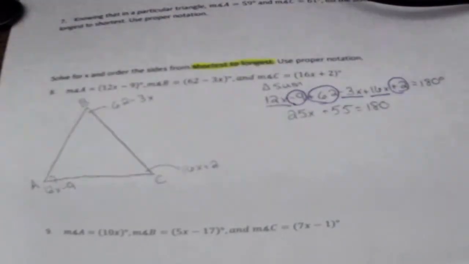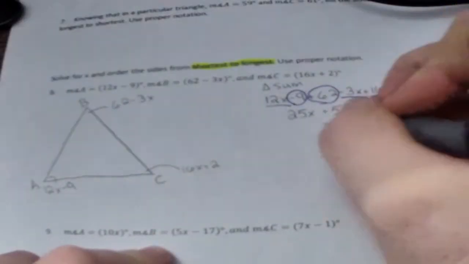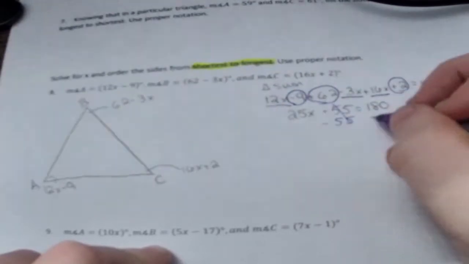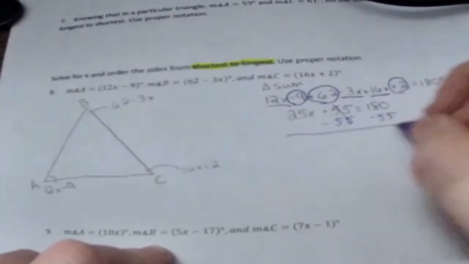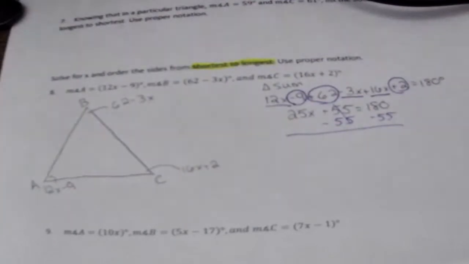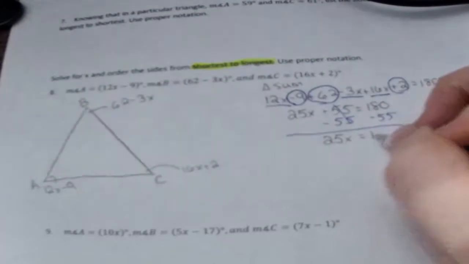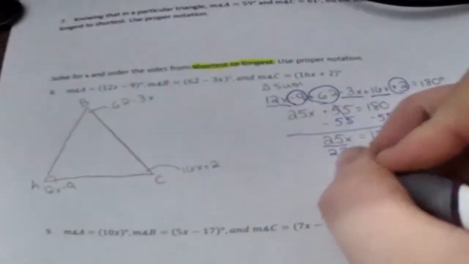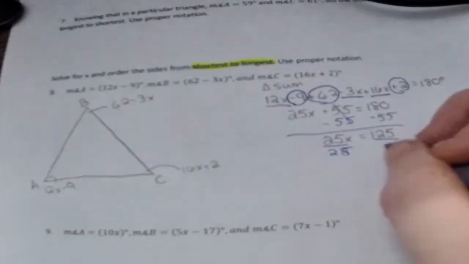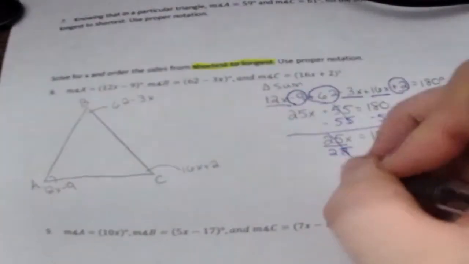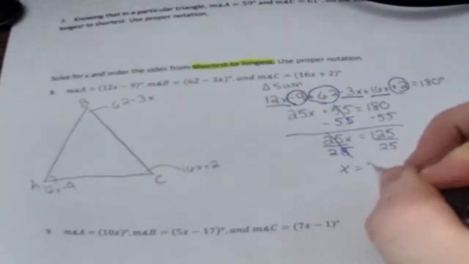So now I want to subtract 55 from both sides. When I do that, it will cancel out over here on the left. And on the right, it will turn into 125. So we have 25x equals 125. Now, divide by 25 to both sides. Whoops, 25. And when I do that, x will equal 5.